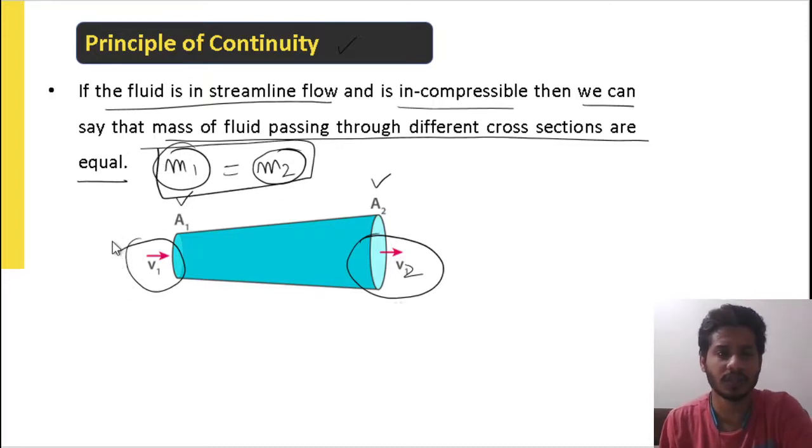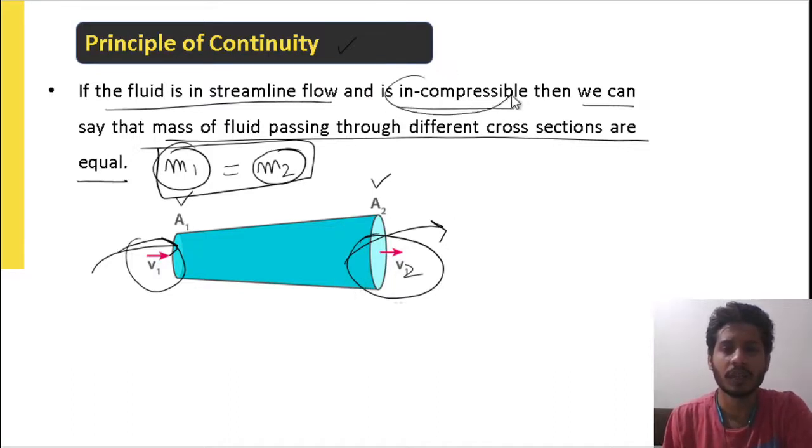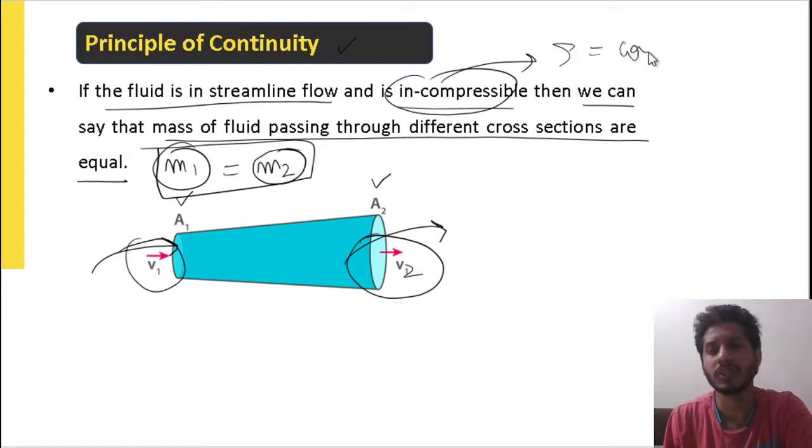So this is common sense also. The amount of fluid which is entering at this section will be equal to the amount of fluid which is taking exit from this section. All right. Here the word incompressible. Incompressible means the density remains constant. Density remains constant. All right.